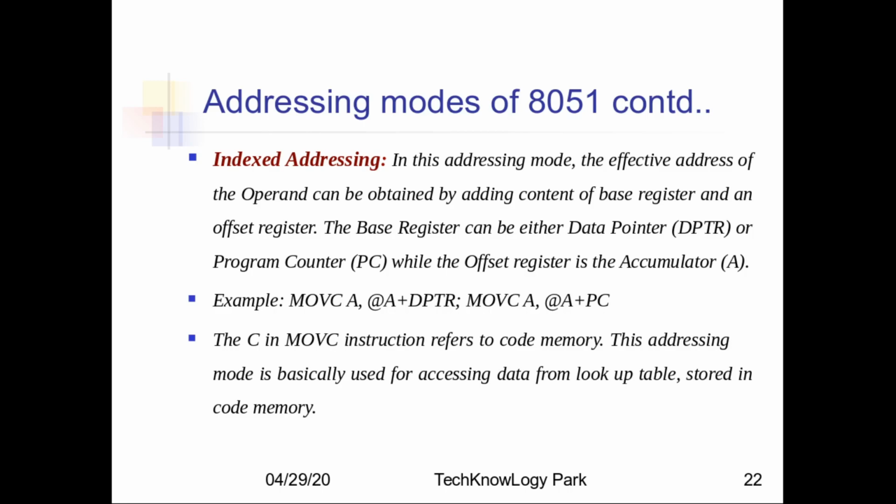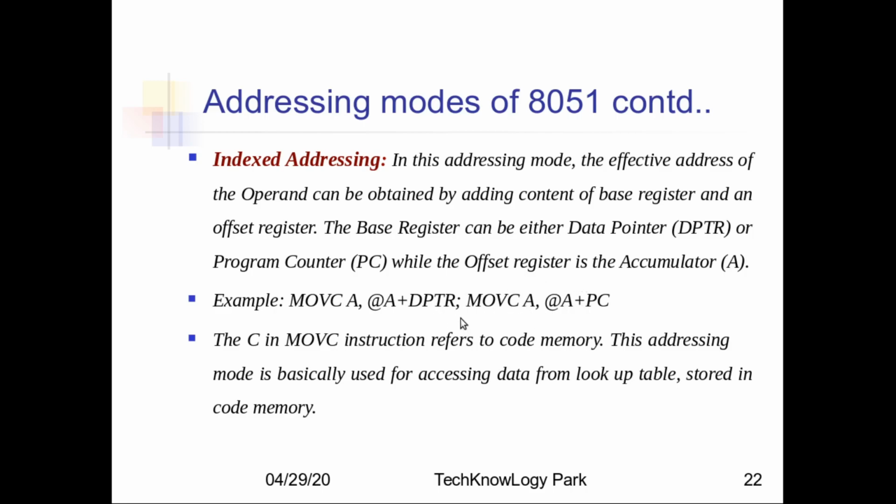Okay, the base register can be either DPTR or program counter. So remember, even the program counter content can be used in this addressing. The base register can be either DPTR or program counter, while the offset register will only be the accumulator. For example, this is the instruction which will be used. Remember, this indexed addressing mode will work only with the code memory. To indicate code memory, the mnemonic here is MOVC. MOVC A, @A+DPTR. Or one more instruction we get with PC is MOVC A, @A+PC.